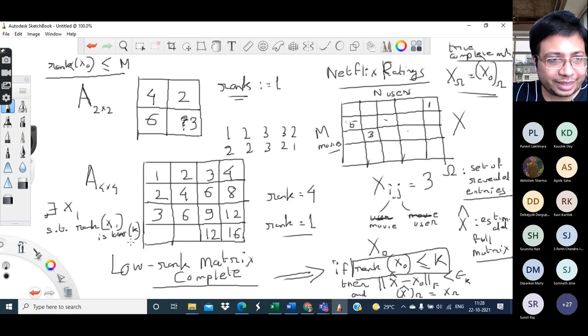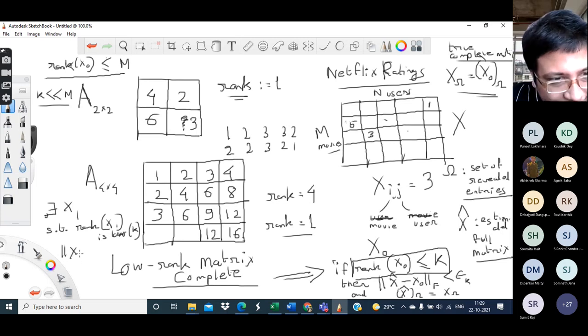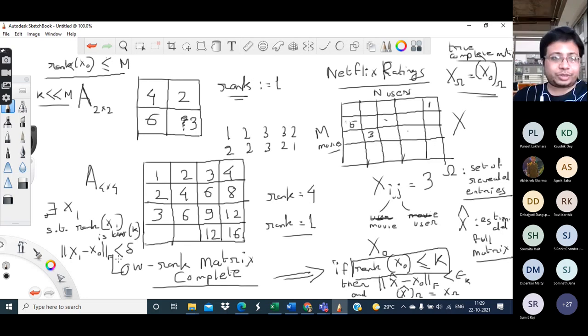Now I am saying that there is another matrix X1 whose rank is K, where K is much less than M. That is to say, K is quite low compared to M. Furthermore, X1 and X0 are quite close to each other in terms of Frobenius norm. That is to say, there is a small quantity delta which bounds the Frobenius norm of the difference between X1 and X0.